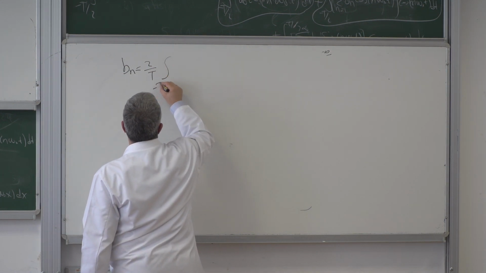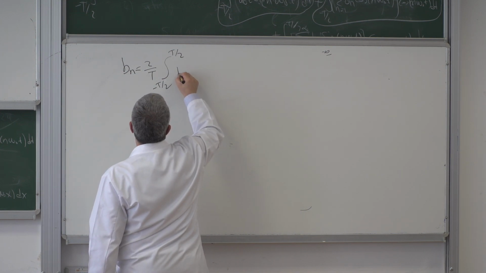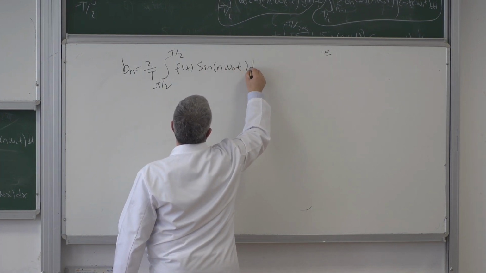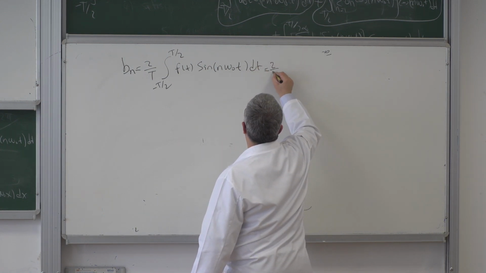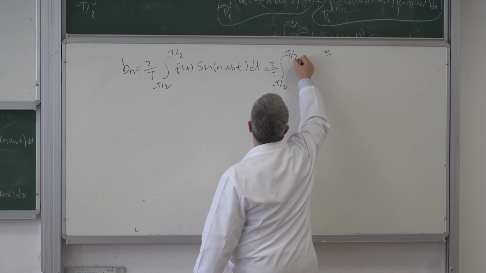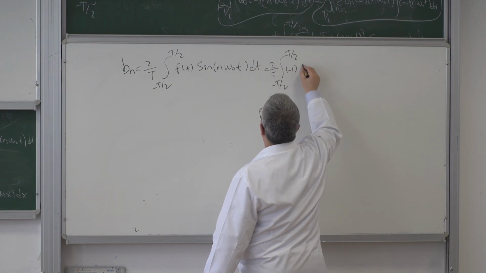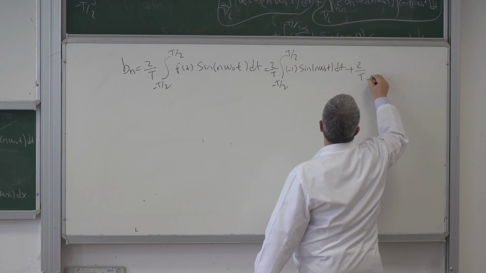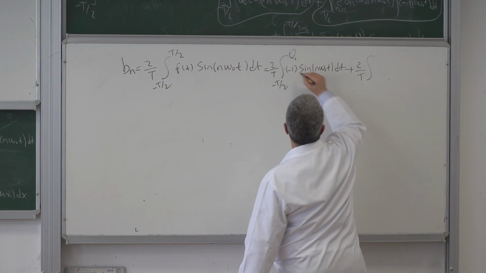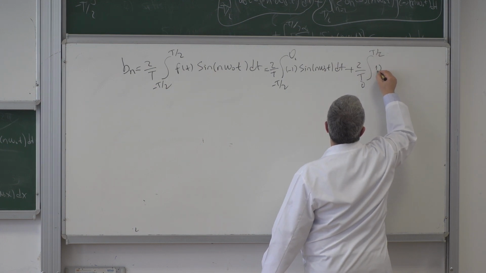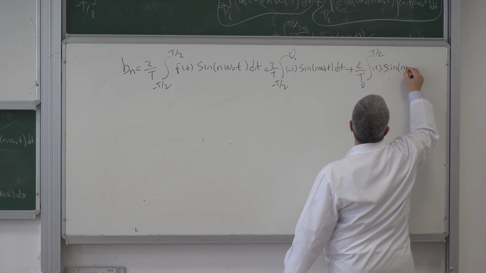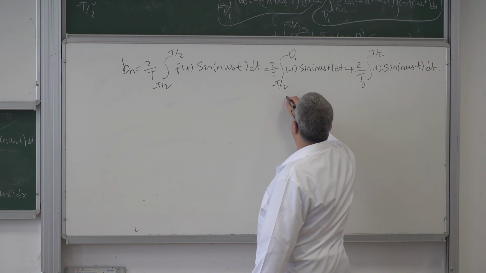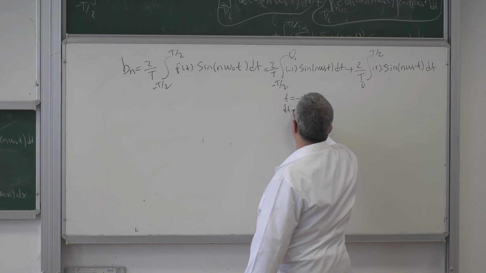So that's equal to the integral from minus T over 2 to plus T over 2 of f of t sine n omega 0 t dt. Again, we know the drill now. 2 over T, from minus T over 2 to plus T over 2. This is minus 1 sine n omega 0 t dt plus 2 over T from 0 to T over 2, and this is 1 times sine n omega 0 t dt. We make a change of variable here again, right? We say t is equal to minus x, dt is equal to minus dx.